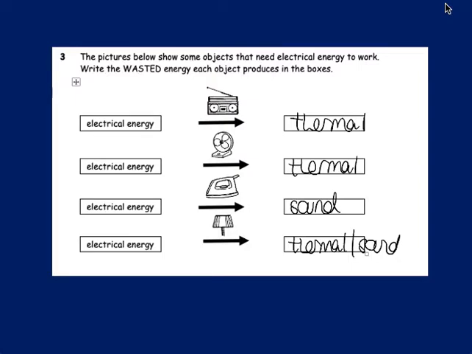For our iron, sound energy, they will probably be light on it, but sound is a waste. And for our lamp, it would be thermal or sound energy. They are wasted energy because we only want the lamp for light.